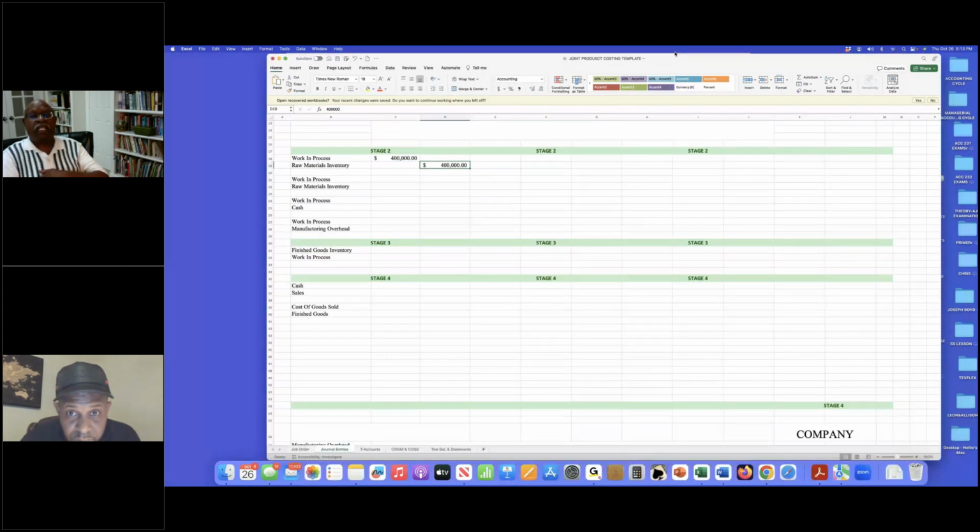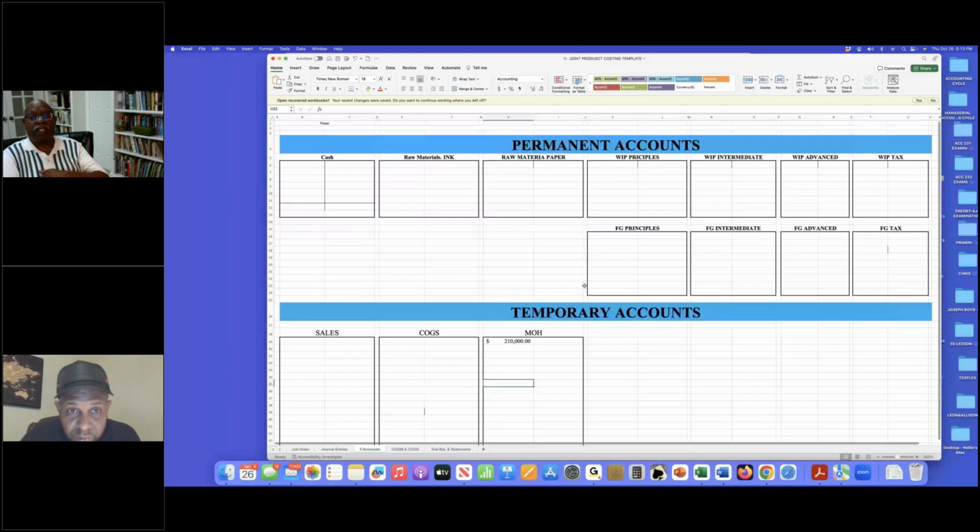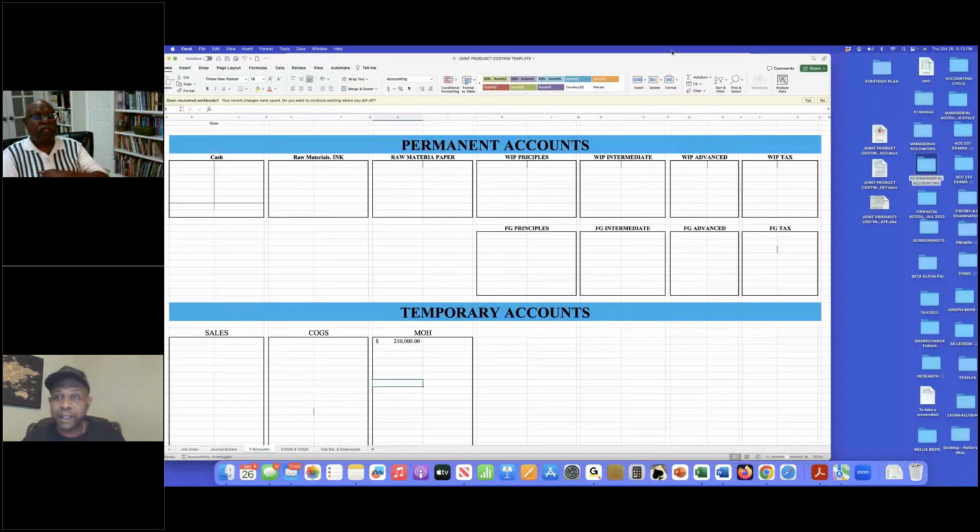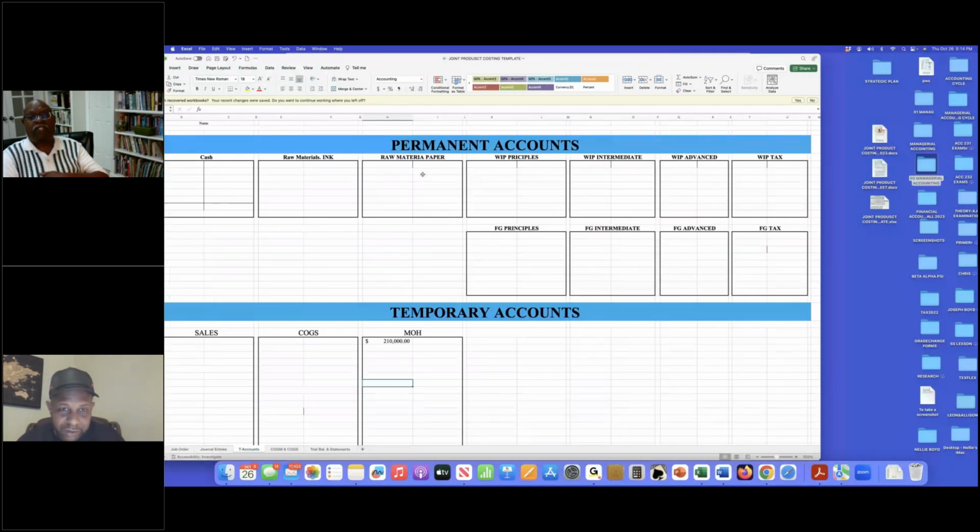And like I said, you've got the spreadsheet here, the T accounts. Notice now there's one journal entry for ink and paper, but there's a work in process journal entry for each book. So you post into your book. And then you transfer the finished goods for your book.